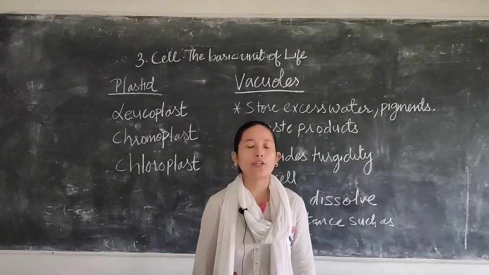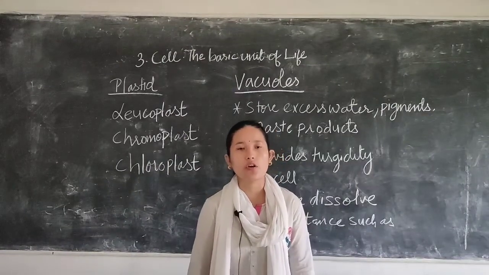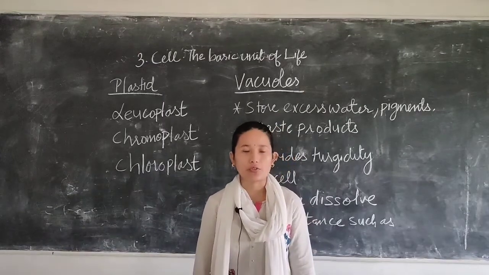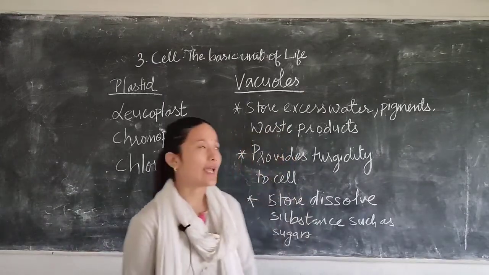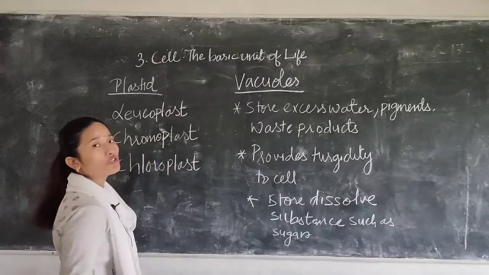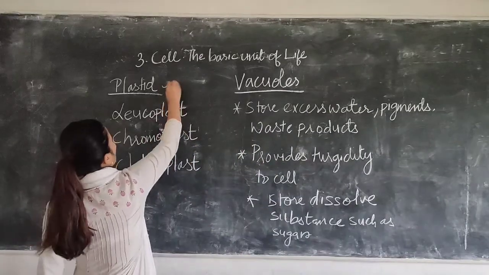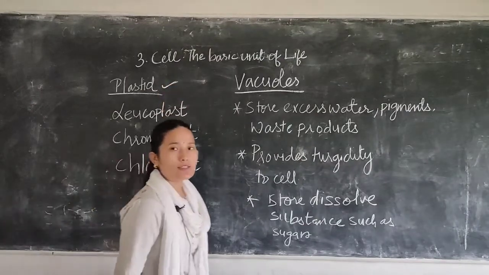Today we will be continuing with biology chapter 3, that is cell, the basic unit of life. We need to complete a few more cell organelles according to your syllabus, that's plastid and vacuoles. First, let us go through the types of plastid and the function of each one of those. First, what is plastid?